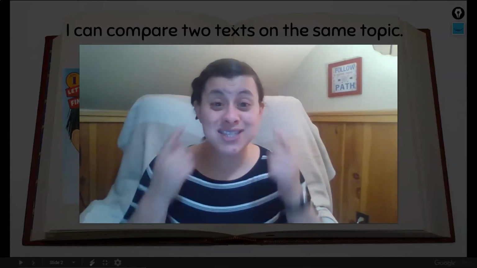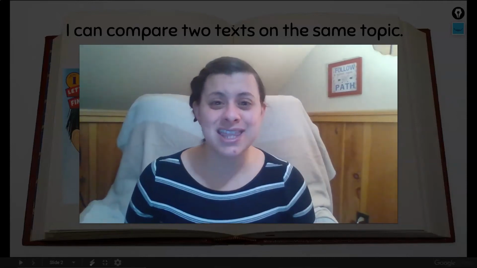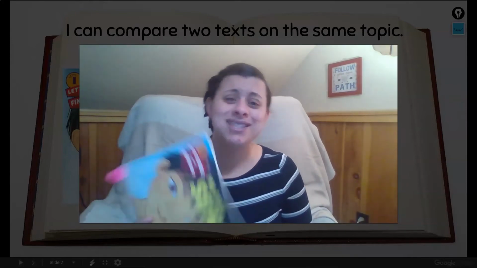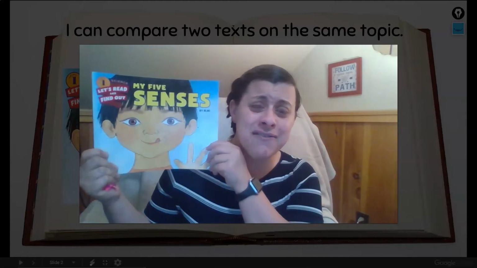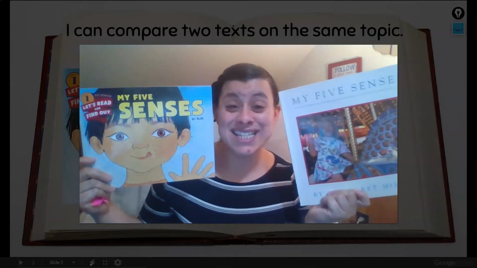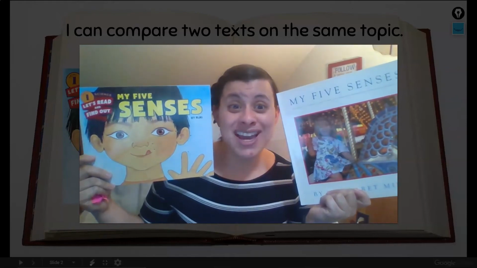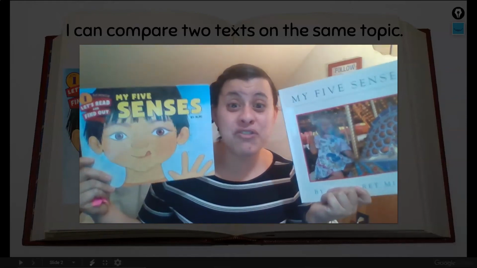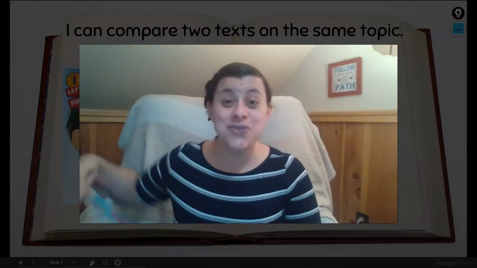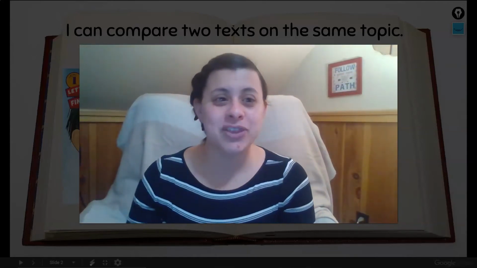We use our sense of sight to see things, and we've been diving into two amazing texts titled My Five Senses by two different authors. And today, our thinking job is going to be looking at both of these texts. So let's find out what our thinking job is for today. Are you ready? Here we go.